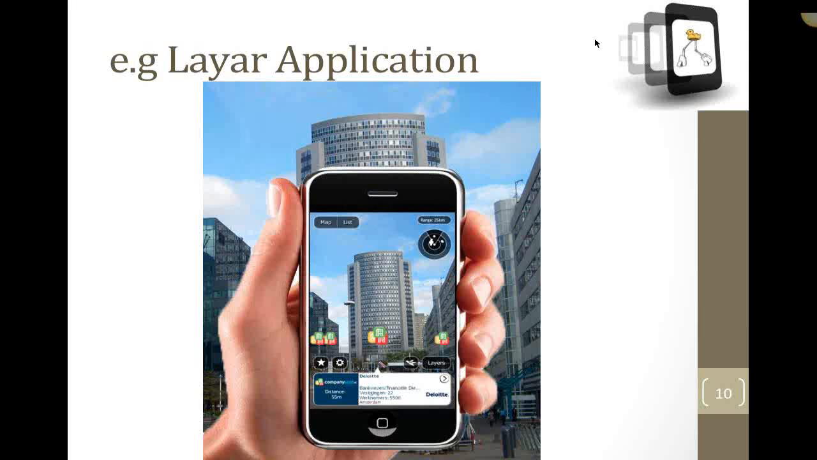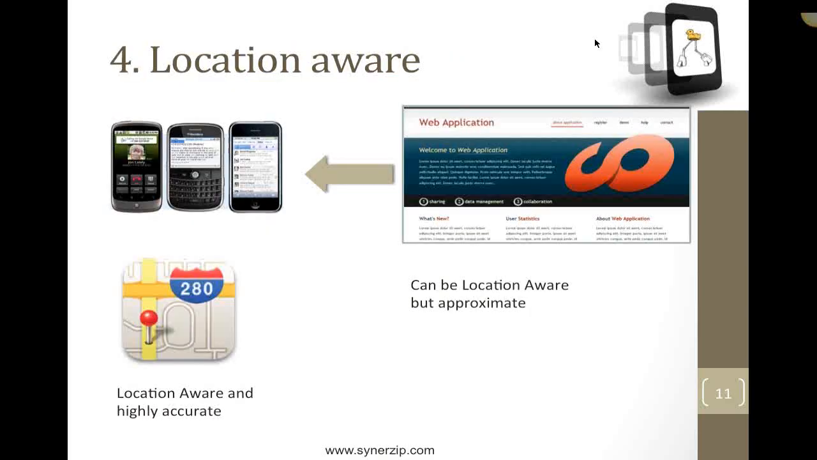Going forward, one thing which is very important about mobile applications is that many applications tend to be location aware, and they help the user a lot because they're very accurate in terms of which location they are based on. Gone are the days when people had to use GPS navigation devices in their cars. You can just use your Android or iPhone to do the same.